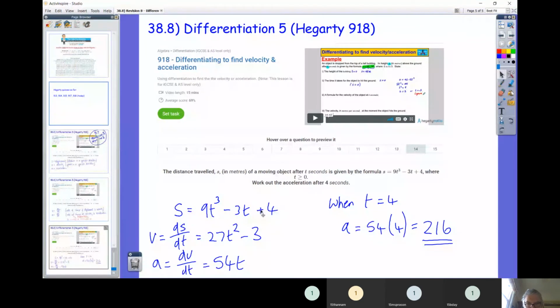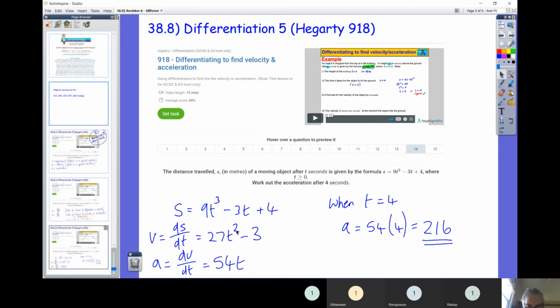The plus 4 is gone. So make sure you're clear that when you differentiate 9t cubed minus 3t plus 4, you do indeed get 27t squared minus 3. And that is our velocity equation. We've gone from distance to velocity. Now, when we differentiate that again, that gives us the acceleration equation, so we repeat what we just did.